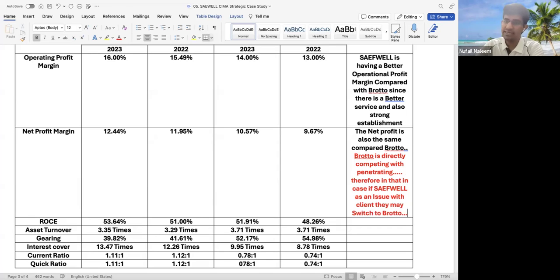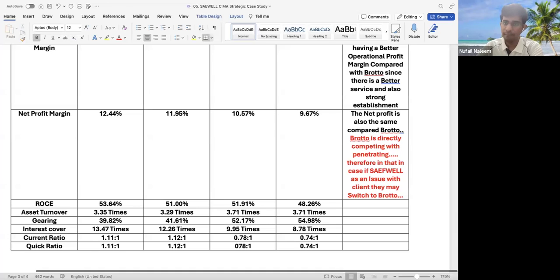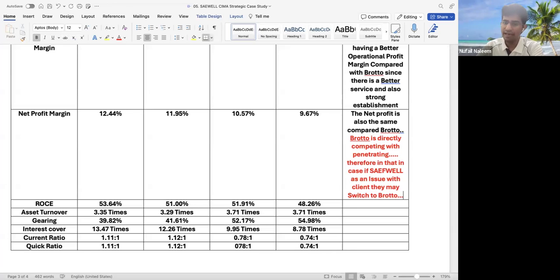That is the biggest challenge that we are facing. Are you getting that point of view? That means Brutto is competing with us on price. The only survival thing that we have is differentiation with quality, trust, and then reliability. The service reliability, all these things are very, very important, especially in the security industry.